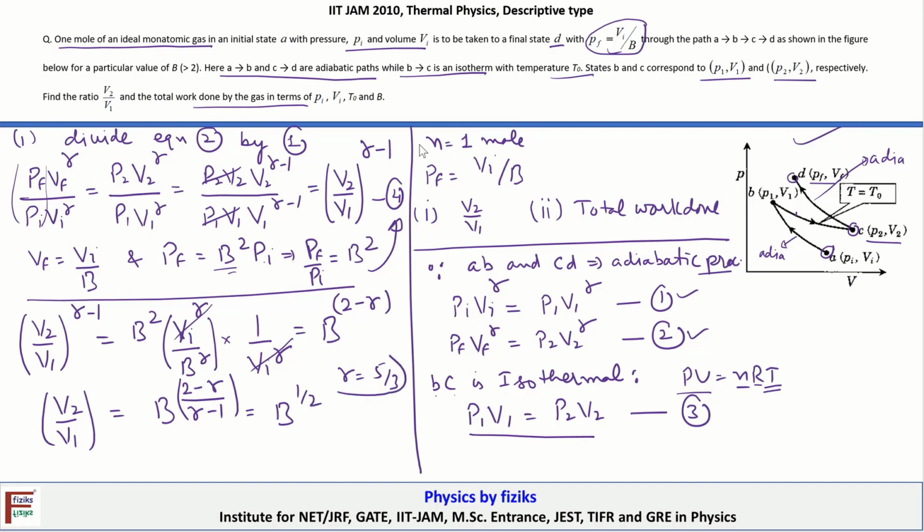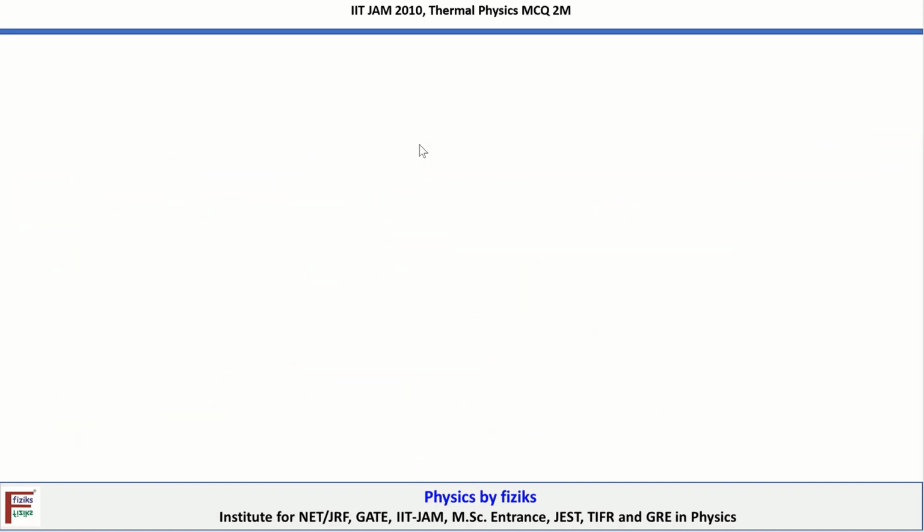So simply what you have to do is substitute the value of gamma in this expression, and after solving we will find that the exponent turns out to be equal to 1 by 2. So this is our final result for the first part. That means what we have obtained is V2 by V1 is equal to under root V. Now the second part, the work done.